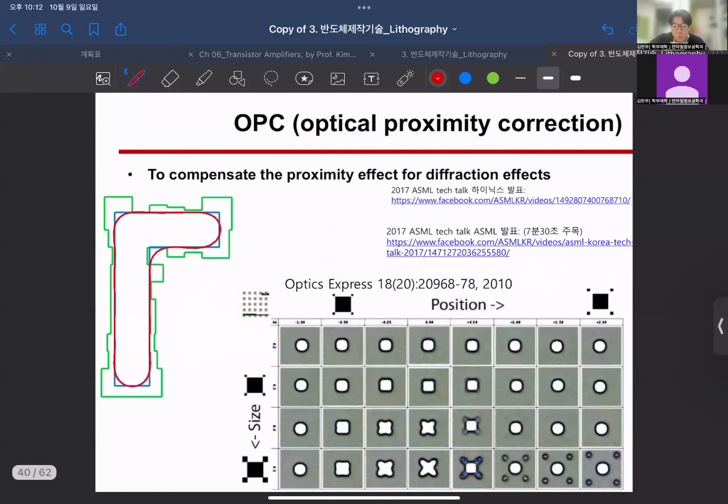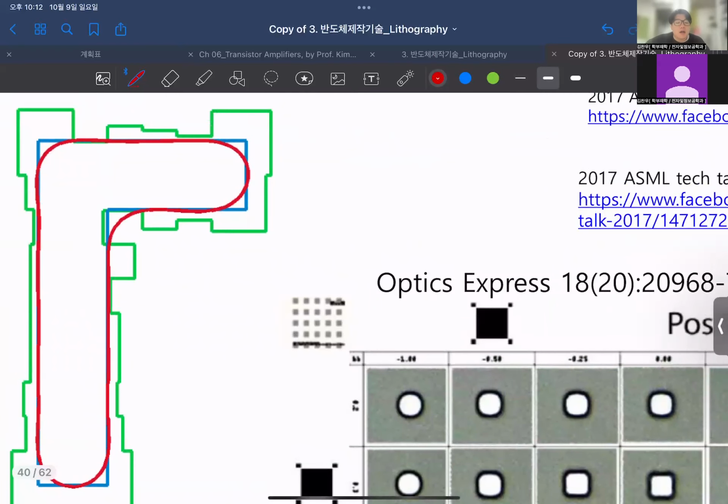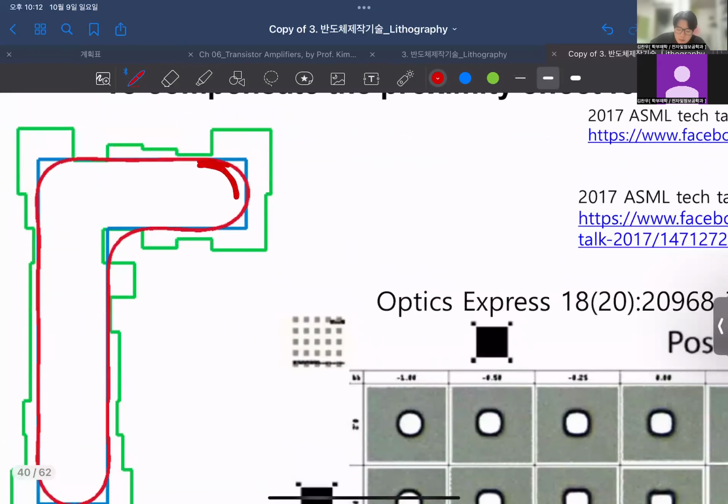Another thing we learned was OPC, optical proximity correction. If we focus on this picture, blue is the pattern that we wanted to make, but if we do lithography, usually the red comes out, because the corners become rounded, and at the bottom it overflows and becomes bigger than what we expected.